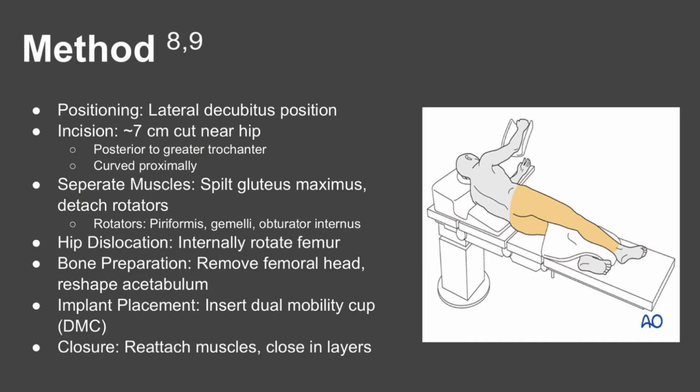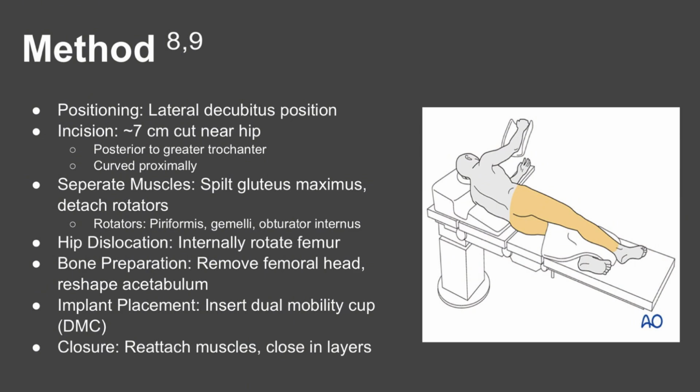Then a dual mobility cup, or a DMC, will be inserted into the acetabulum to improve stability and reduce dislocation risk. The femoral component will then be implanted, and this will help to ensure that there's proper alignment and fit. And the overall use of the dual mobility cup has been shown to reduce post-surgical dislocation rates.